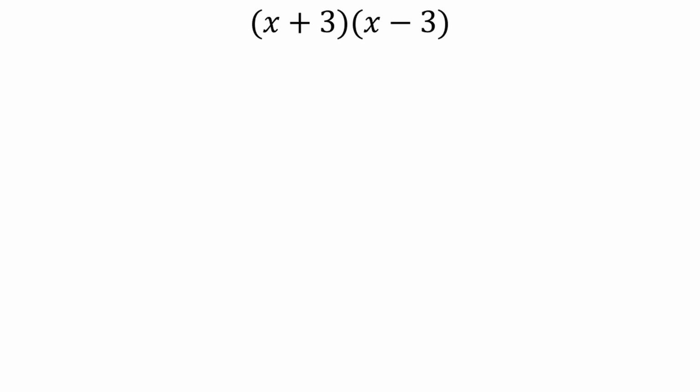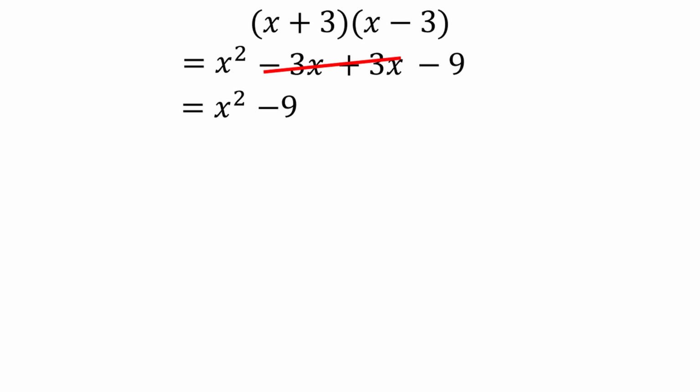Welcome, my friends! Consider the expression (x + 3)(x − 3). We can FOIL this out by multiplying the x's to get x squared, the x and the negative 3 to get negative 3x, the 3 and the x to get 3x, and the 3 and the negative 3 to get negative 9. The middle two terms cancel each other out, and we're left with just x squared minus 9.